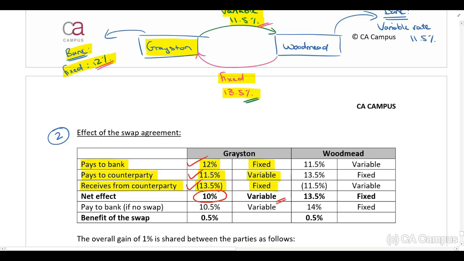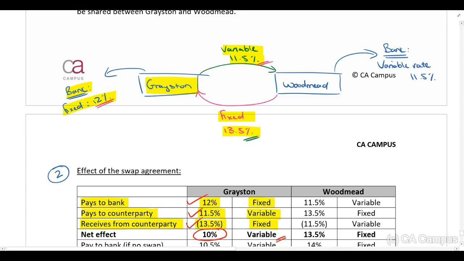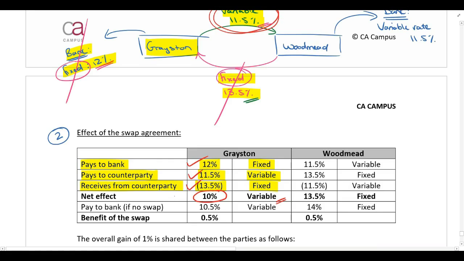How do I know that this is now a variable rate? Please note, they are paying a fixed rate and they are also receiving a fixed rate. So the two fixed rates are going to cancel each other out, and the net effect is they are paying a variable rate. So the net effect is Gryon is paying a variable rate of 10%.